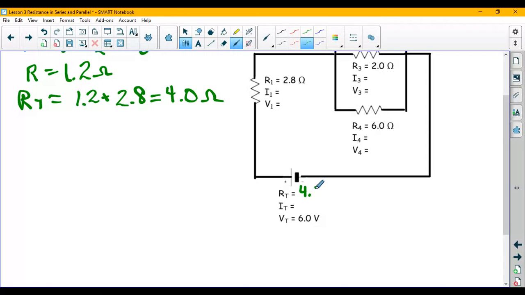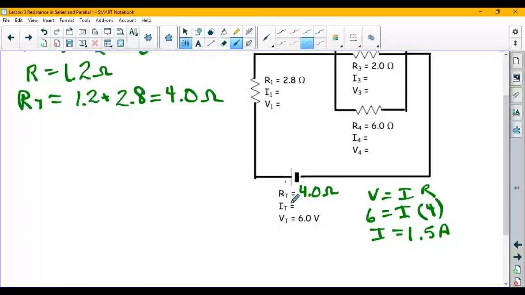Now this lets me do some pretty easy stuff, right? Because now I can here use V equals IR. This will let me find my current. So I'm going to do that. 6 is equal to whatever the current is times my 4, and I can find my current. So I just have to divide 6 by 4, which is 1.5, and I have my current. Excellent. So 1.5 is my total current.